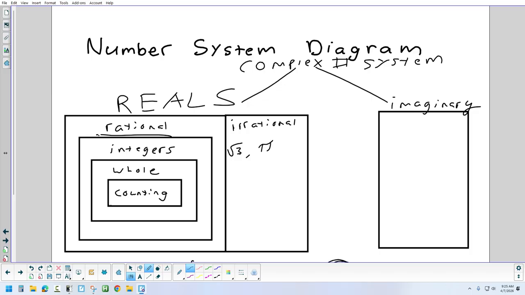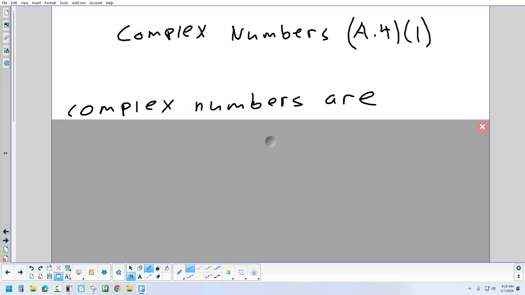Okay, so when you have a number in the complex system, it has two parts to it. Every complex number has a real part and an imaginary part. And that's what we're going to start with.